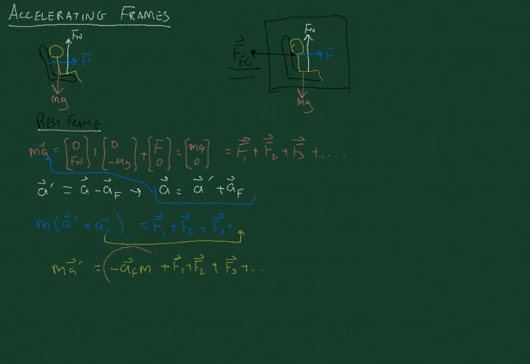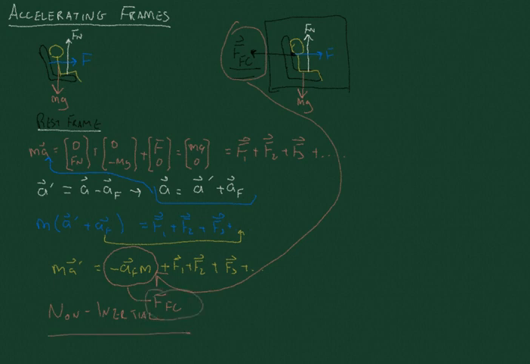Now look at this term here, minus the acceleration of the frame times m. This is our frame correction force, this F_FC up here. We see this is where it comes from when we switch to this non-inertial frame. Now we have this fictitious force.